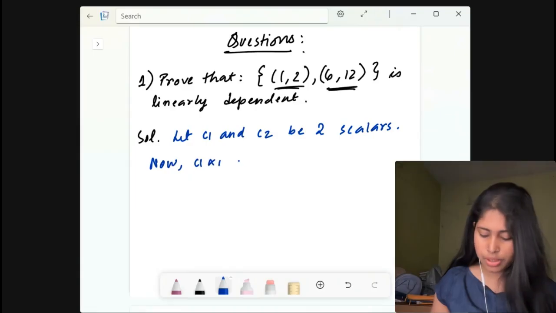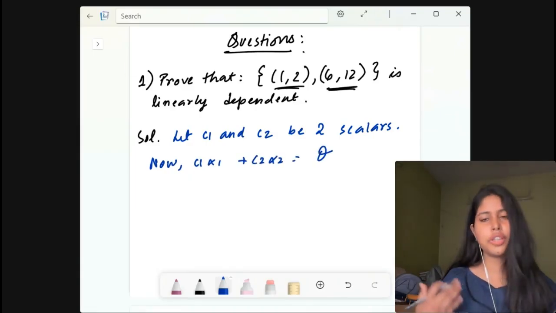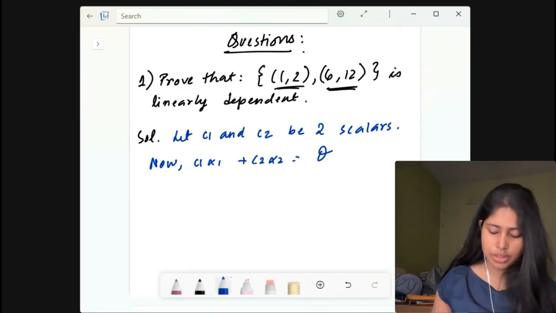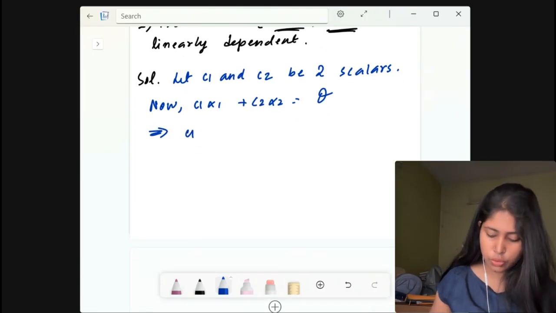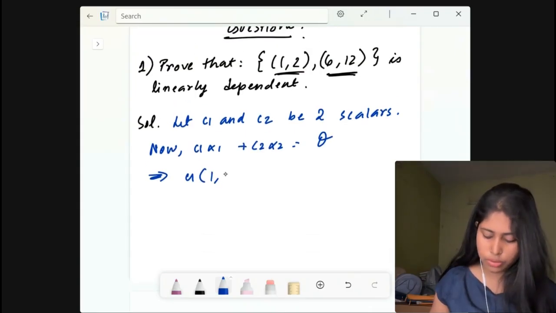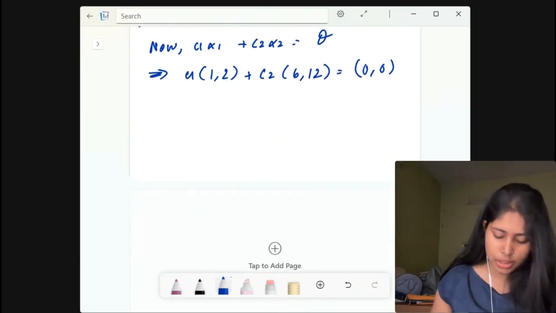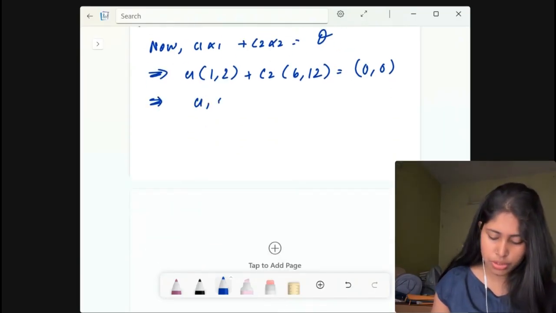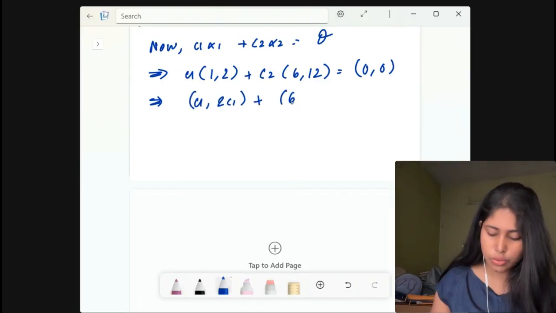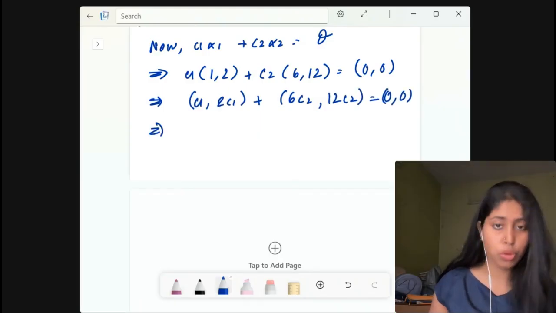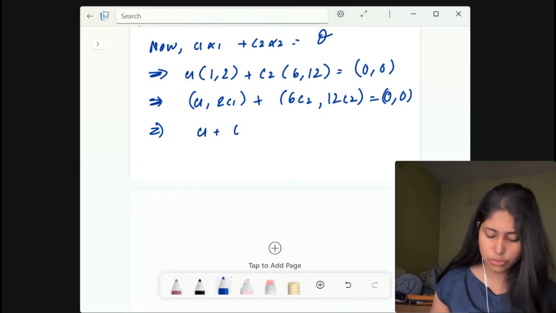Now C1 alpha 1 plus C2 alpha 2 is equal to theta, according to the definition of linearly dependent vectors. So we can write C1 into alpha 1, (1, 2), plus C2 (6, 12) equals (0, 0). Now you will just expand the terms. By expanding, you will get (C1, 2C1) plus (6C2, 12C2) equals (0, 0). Now if you add it, you get (C1 plus 6C2, 2C1 plus 12C2) equals (0, 0).